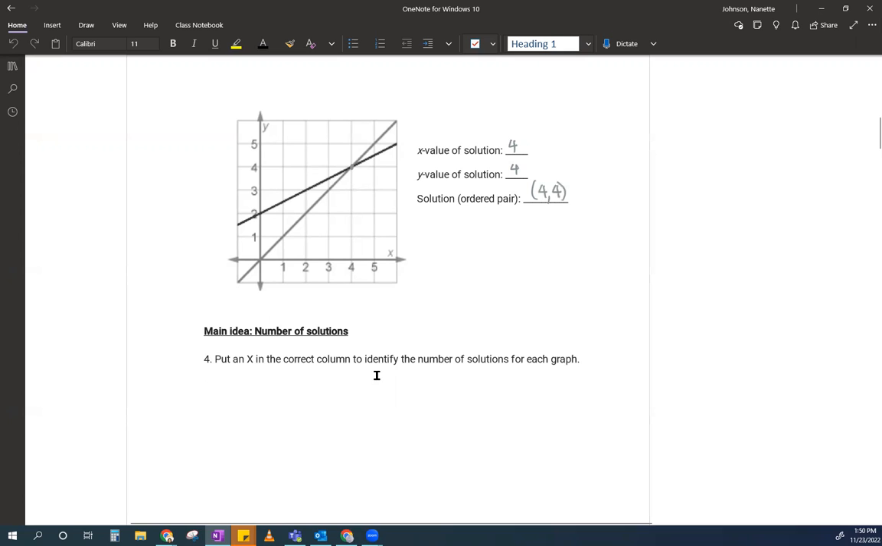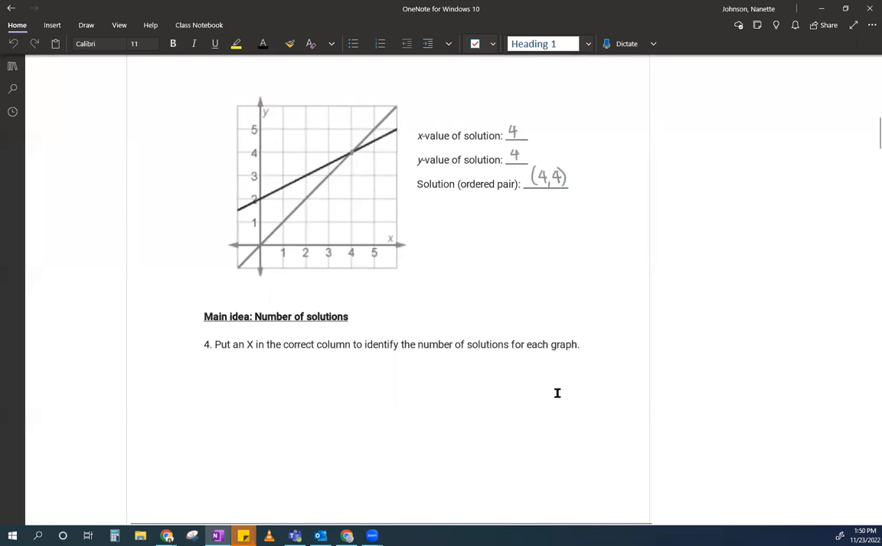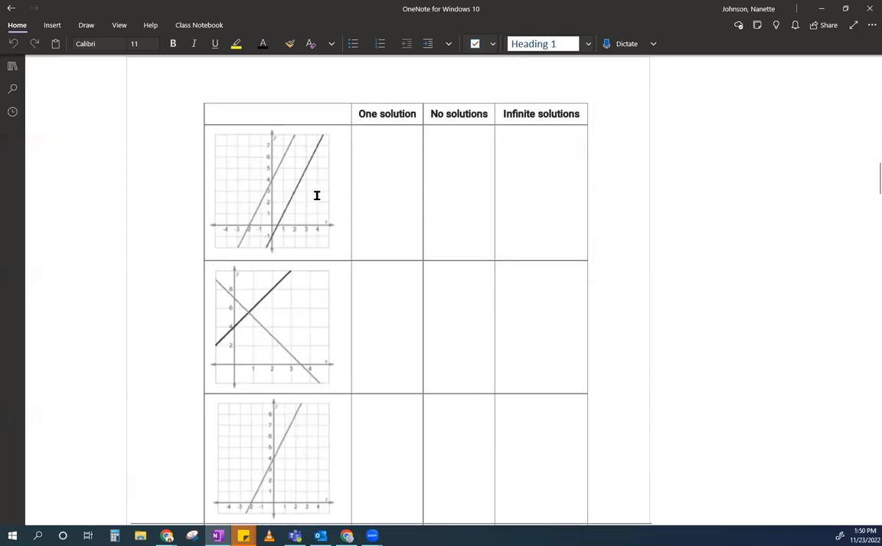So put an X in the correct column to identify the number of solutions for each graph. Okay, so there's 3 types of ways 2 lines can sit on a plane. A plane is like your coordinate graph, right? The X and Y axes. So they can look like this, where they're parallel and they don't touch. They can look like this, where they intersect. And then they can look like this, and you can say, Ms. Johnson, I only see one line. So I need you to know that there are 2 lines on here. They're just, one is on top of the other. So the other one is playing hide and go seek right behind it.